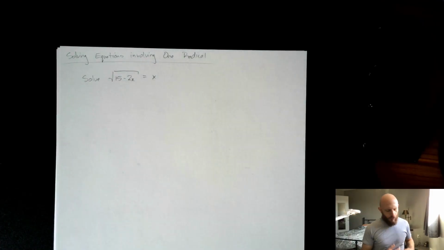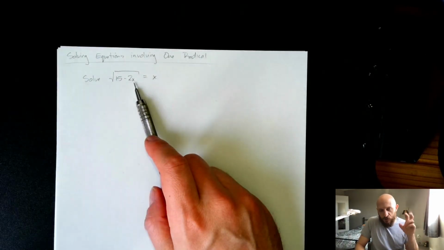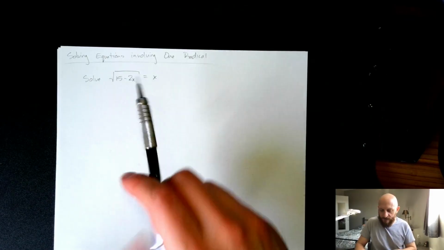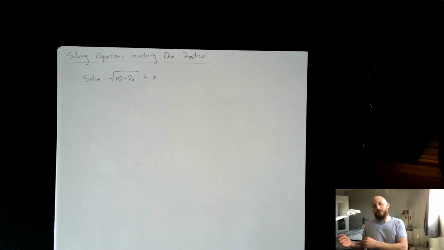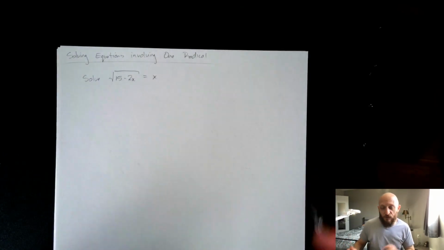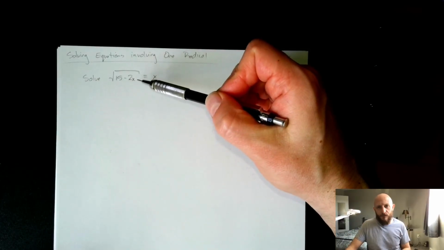The first thing you probably think is, well, how do we do that when one of the x's is sort of trapped under this radical? We can't just split up this radical or do anything like that. We first have to deal with the radical. So how do we undo the radical? Well, this is a square root. What undoes the square root? Squaring. So let's square both sides.